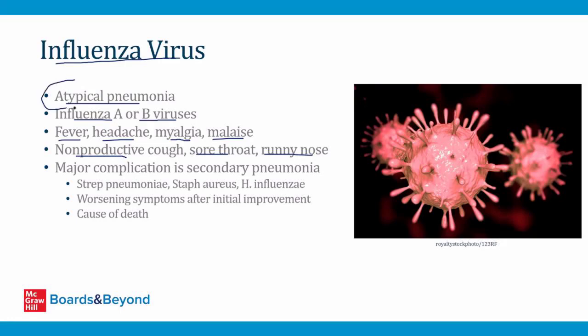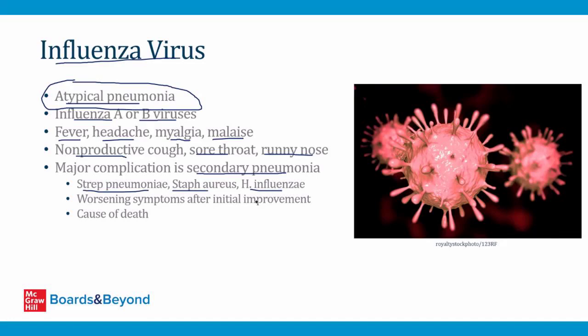And because this is an atypical pneumonia, it usually has a milder clinical course, except for the fact that its major complication is a secondary bacterial pneumonia. This is how patients often die from influenza virus infection. When the influenza virus outbreak occurred in the United States in the early 1900s, most people didn't die of infection with the virus. They died of secondary infection with a bacteria. Some of the bacteria that can cause secondary pneumonia are Strep pneumoniae, Staph aureus, H. influenzae. I talk about all these things in the infectious disease section.